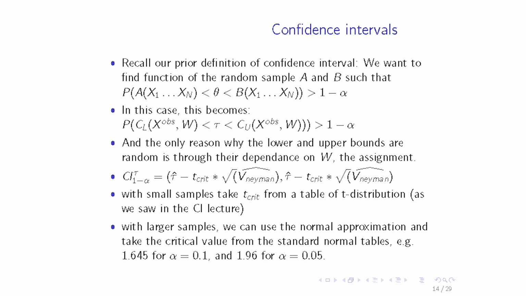As we know, with small samples, we would take the critical value from the proper table of the t-distribution. Or with larger samples, which are often going to be the case in experiments we actually analyze, we will use the normal approximation and take the critical value from the standard normal table. For example, 1.645 for an alpha of 10%, or 1.96 for an alpha of 5%. Okay? So that's for confidence intervals.